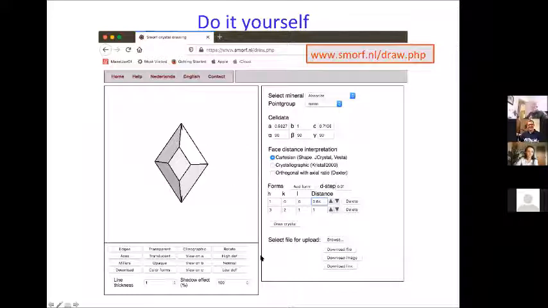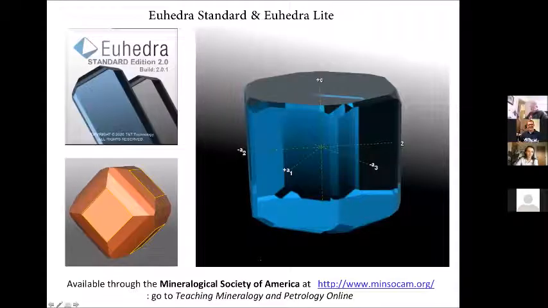And it's all free. Another one I want to mention is called Euhedra. It's available at the MSA website, and it does somewhat of a different class of things. But one of the things that it does really neatly is calculate the passage of light through a transparent crystal. So it actually shows you with a fair degree of accuracy the back sides as seen through the front of the crystal as you move the crystal around. Two different programs that do a lot of the same things.